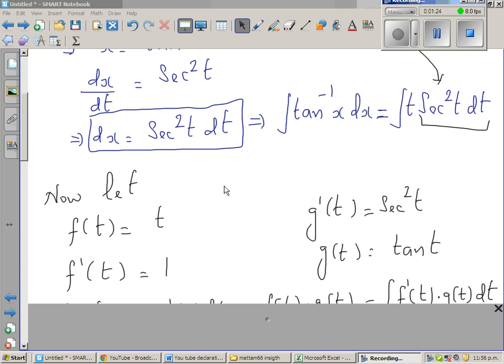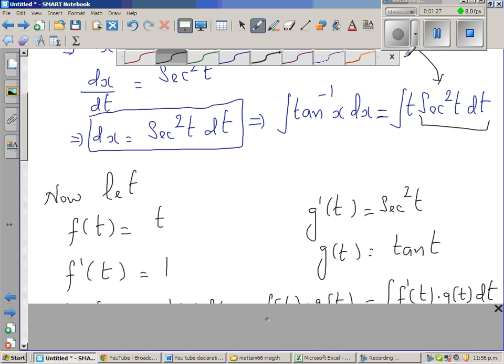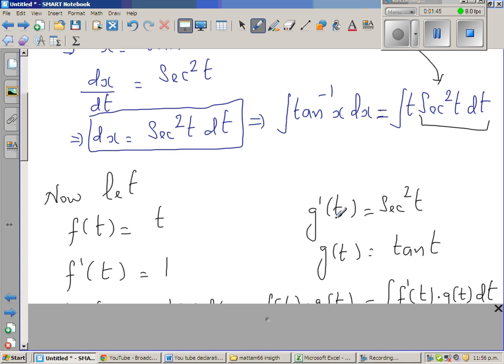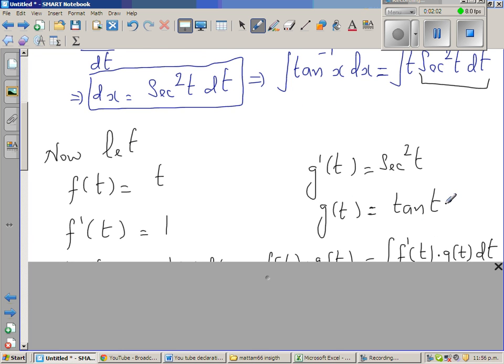Let f of t be t and g prime of t be sec squared t. So these are the two functions. In integration by parts, you have two functions where one of them you take as f of t, the other as g prime of t, which is sec squared t. Here we are integrating and here we are differentiating. When you differentiate t with respect to t, you get 1, and the integration of sec squared is tan t, because the differentiation of tan is sec squared, so they are opposite of each other.